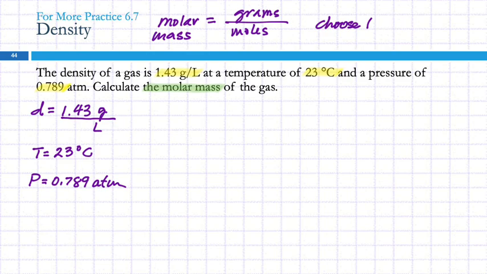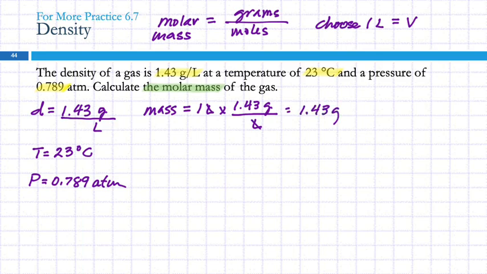So let's choose a volume. We'll choose 1 liter to be our volume. So then, if we're looking for the mass in grams of 1 liter, we're going to use the density and we can calculate the mass. 1.43 grams. So that's the grams.